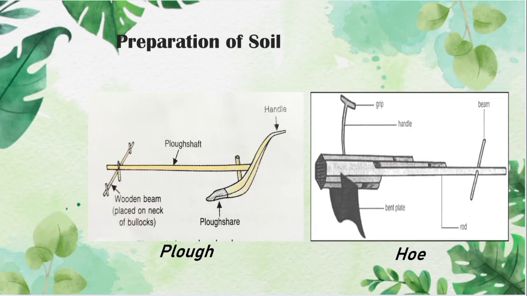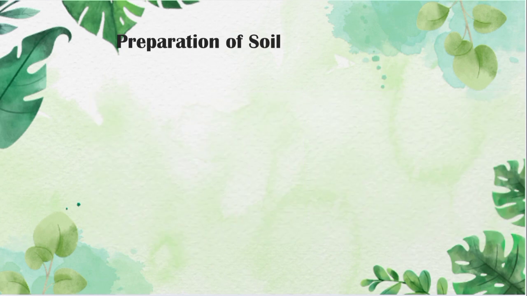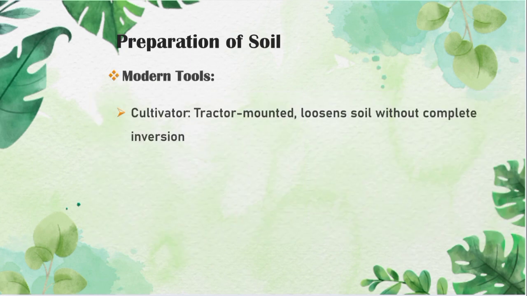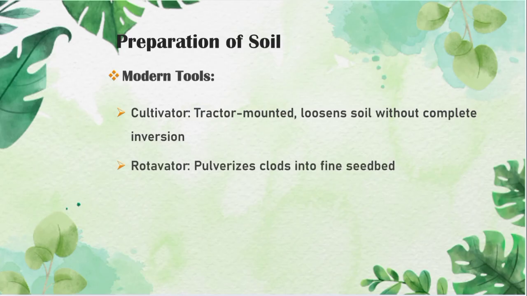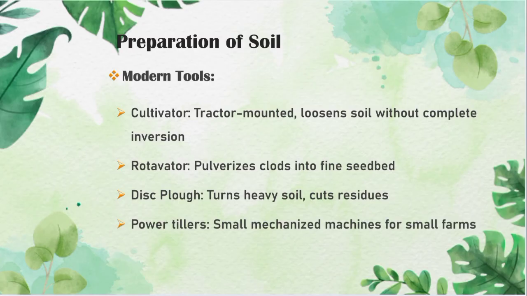Modern tools. Cultivator, tractor-mounted tool that loosens the soil without complete inversion. Rotavator, pulverizes soil clods into a fine seedbed. Disc plow, turns heavy soil and cuts crop residues. Power tillers, small mechanized machines used on small farms. Cons: expensive, require fuel, and can cause over-tillage if overused.